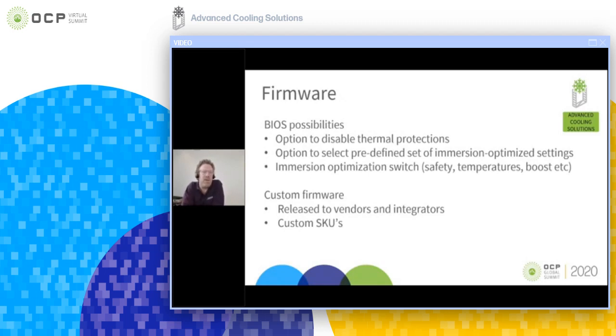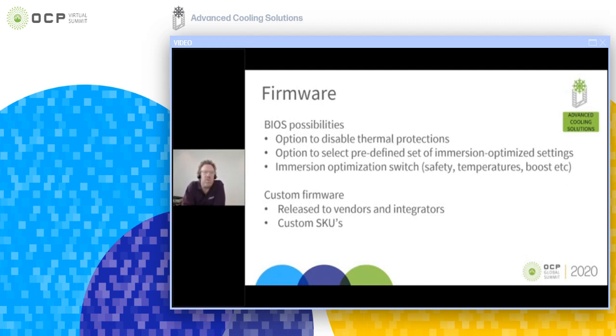And finally, there's the firmware. So when looking at BIOS possibilities, one of the things that could be considered, especially when designing IT equipment for both air deployments and liquid deployments, is to allow an end user, an integrator or an immersion technology vendor access to certain options to disable thermal protections, depending on the type of immersion technology.